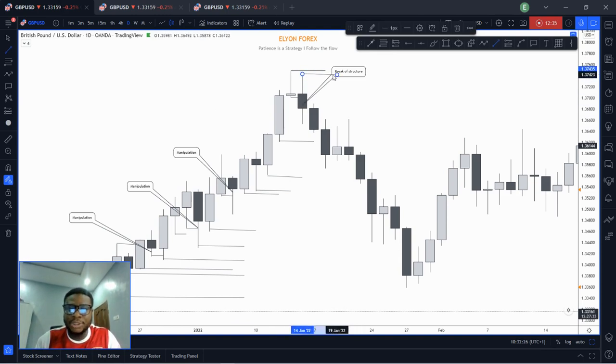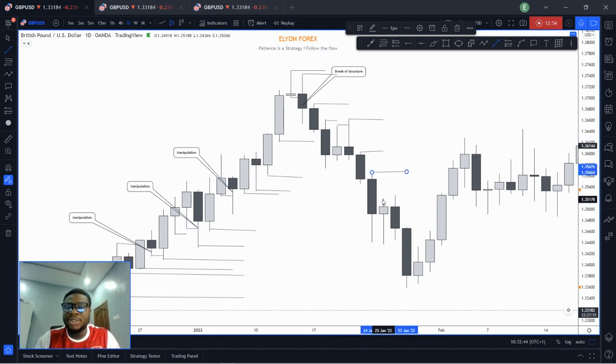We had this high untouched, this high untouched, this high untouched by the next daily candle. Yes, this high was touched, but it was touched as what? As a manipulation. This high untouched, this high untouched, this high untouched, this high touched, but touched as a manipulation. This high untouched, this high untouched.